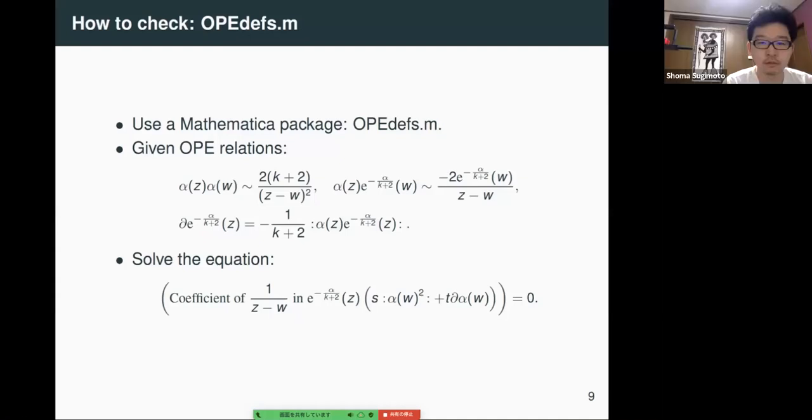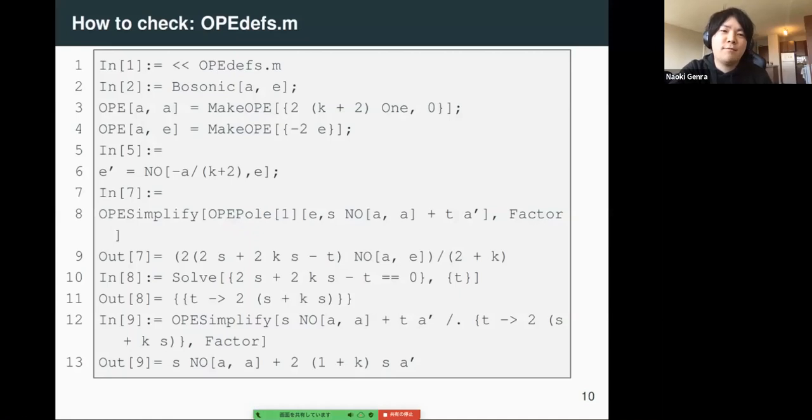So now the package. We first load OPEdefs and define A and E. Now E is not a field, but to compute the kernel of the screening operator, it's no problem if you define E as some field. And now we define the OPEs of A and E in the standard way. The first statement, OPE of A with A, defines the OPE of A(z) and A(w). The second one defines the OPE of A(z) and E(w). We cannot define the OPE of E with E, but we don't need it, so we can omit it.